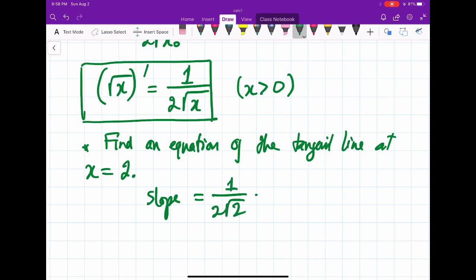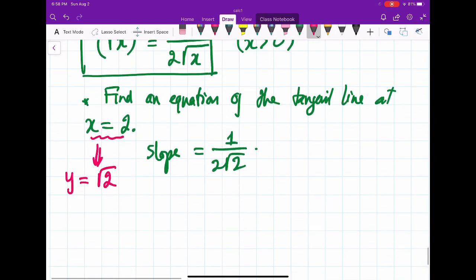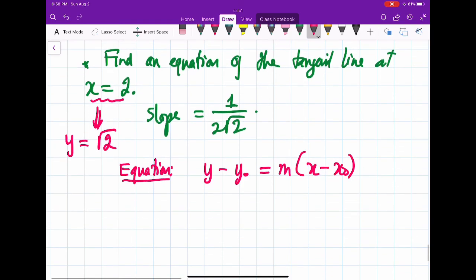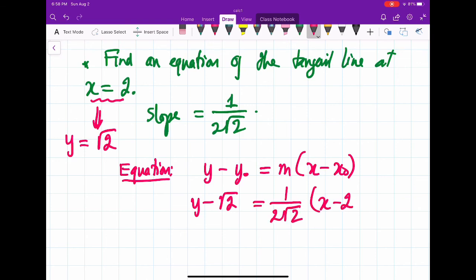And once you have the slope, you can write the equation. Because if you have the point x equal to 2, you might find y is square root of 2, right? Then you can write the equation y minus y0 equal to m times x minus x0. Then you have y minus square root of 2 equal to 1 over 2 square root of 2 times x minus 2. Okay, you might simplify this.